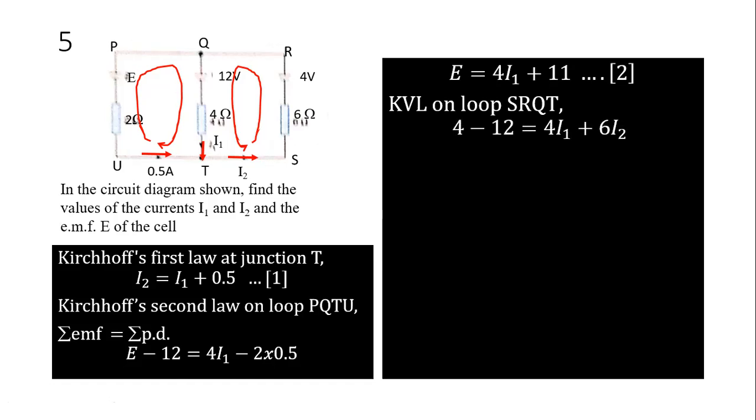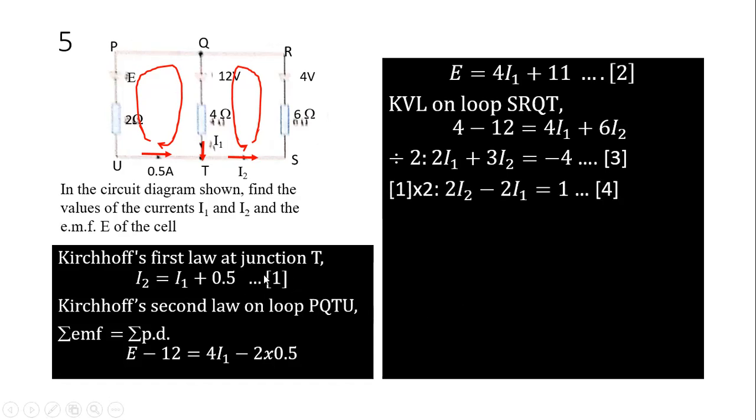4 minus 12. Then this is your I1 times 4, same direction, so positive. Then this is the same direction, anti-clockwise, 6 times your I2. Then simplify it. Divide by 2. That's your equation 3. So now you should be able to solve it. As long as you can get these 3 equations, you should be able to get most of the marks.